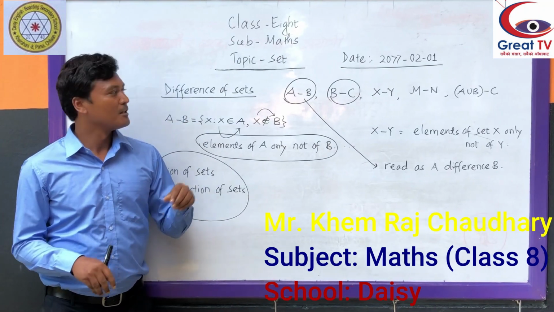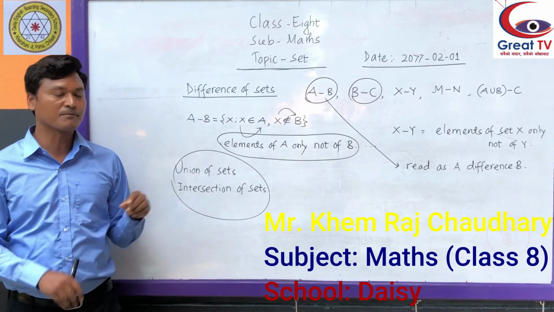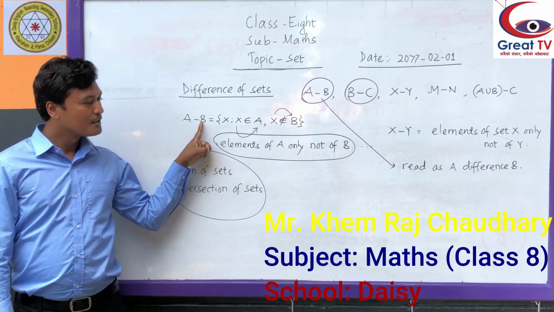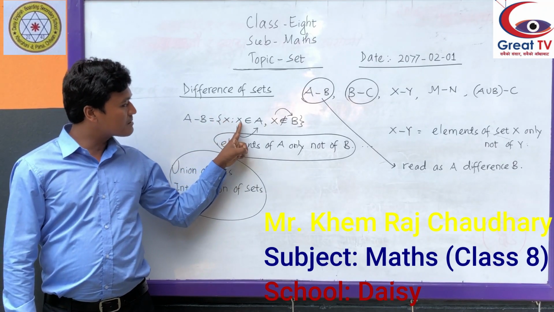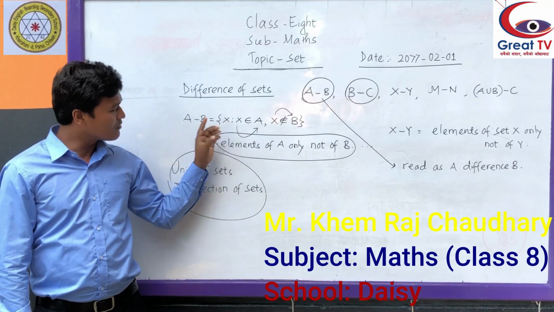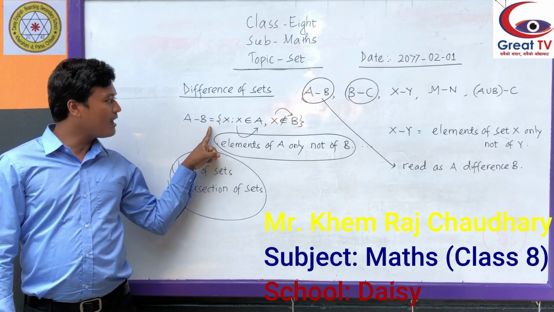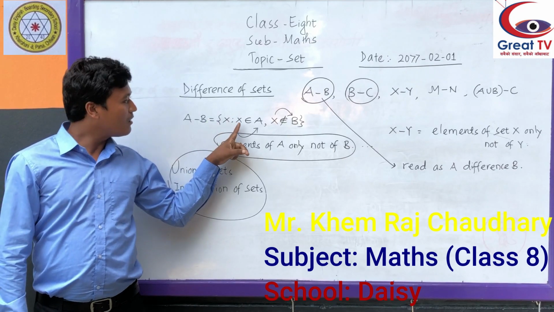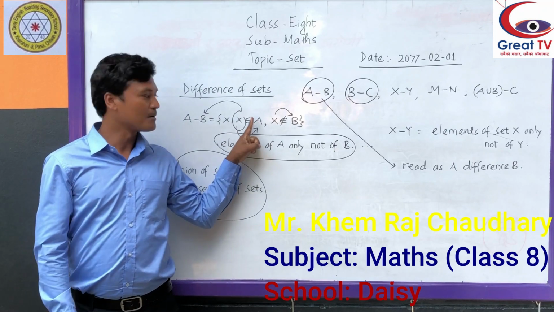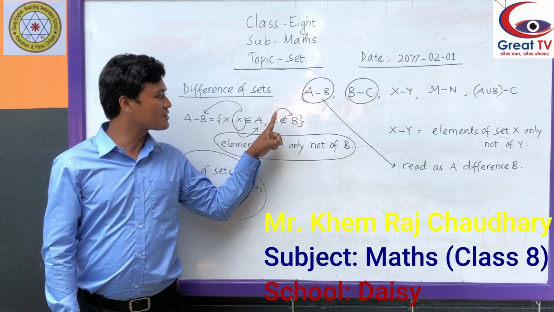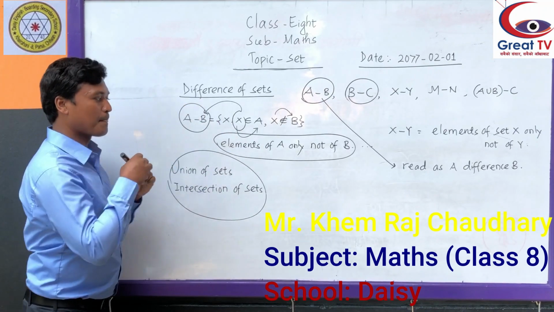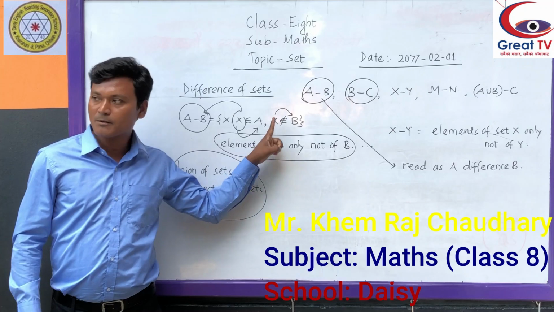Okay, I said how to read it out, but the main thing is we should know how to find A difference B. But before that, let us define A difference B first. Using the set builder notation, we can define A difference B as the set of x such that x belongs to A, but x does not belong to B. It means all the elements of A difference B belong to set A, but they do not belong to set B. Actually, it means elements of A only, not of B.